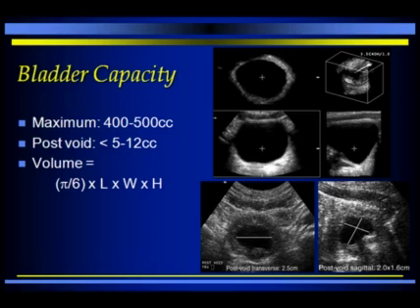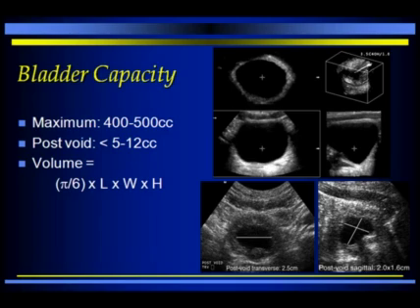The bladder capacity for most people maxes out around 400 cc's, so 400 to 500 cc's is usually the maximum bladder capacity that we'll see. On a full bladder, you should be able to calculate that volume. On a post-void, you want to see the bladder empty completely so that there's less than about 10 cc's left in the bladder, and normal values are post-void residual of less than 5 to 12 cc's. When that post-void residual is greater than 50 cc's, that's called remarkably abnormal.